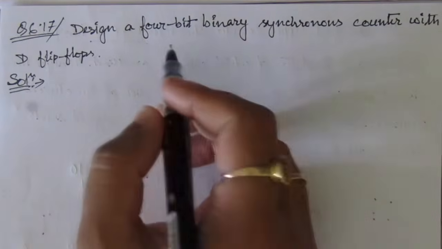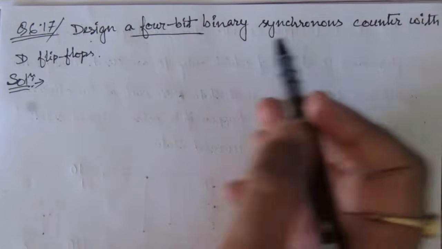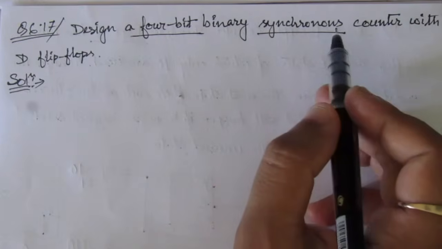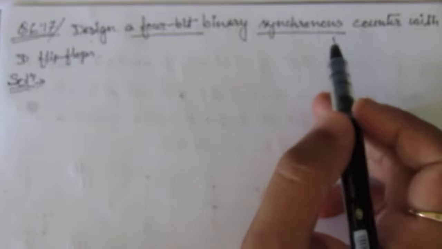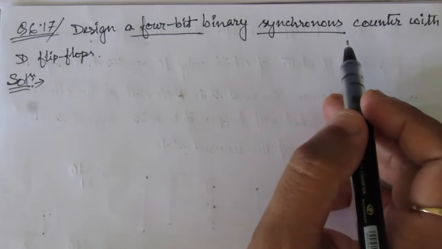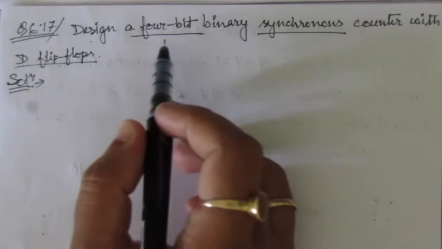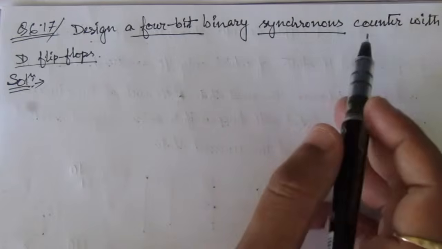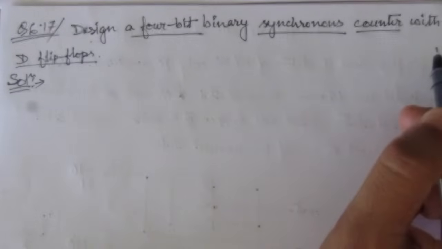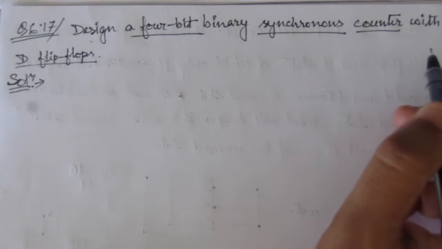Here we have to keep in mind that we have to design a 4-bit binary synchronous counter, and synchronous counter means we have to give the clock simultaneously to all the flip-flops. So we have to design a counter with D flip-flops. First of all, we have to understand a 4-bit binary synchronous counter. A counter is a logic circuit that will count the number of input pulses arriving at the input.